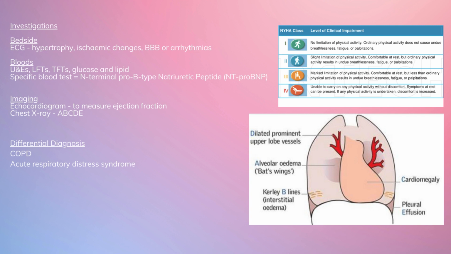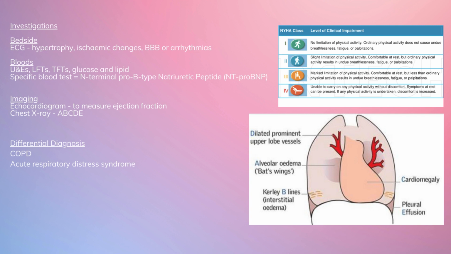There's a classification system called the New York Heart Association Classification System, which we can use to classify the severity of heart failure. So number one being if they have no problems, no limitation of their physical activity, they do not get breathless, fatigued, or have palpitations upon doing normal activities.